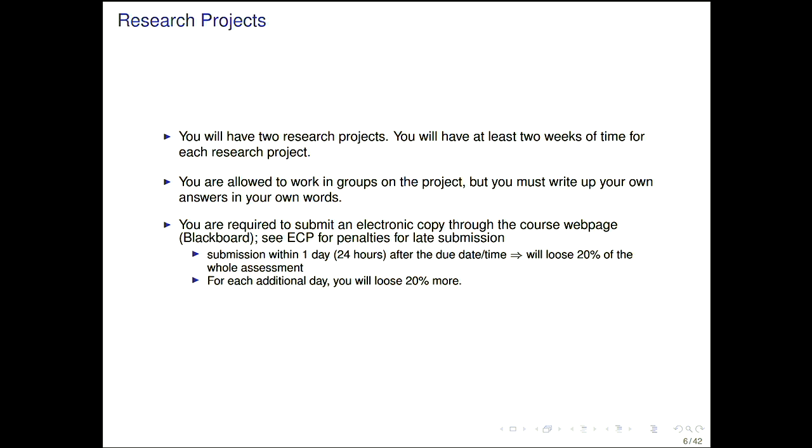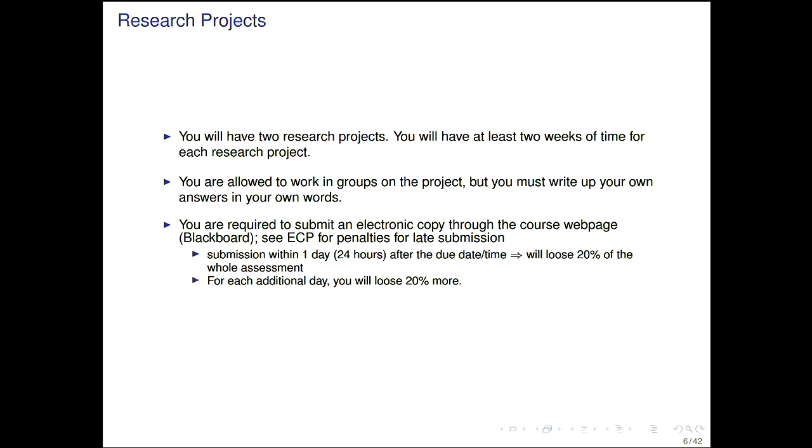There will be a penalty for late submission. Roughly speaking, the penalty is like this. If you're late by 1 day, I'm going to take 20% off your research project. If you're late by 2 days, then I'm going to take 20 additional percent, so you're going to lose 40%. In this way, you're going to lose some points. Okay. So for details, you need to look at the course web page. I explained about the penalty in detail over there.